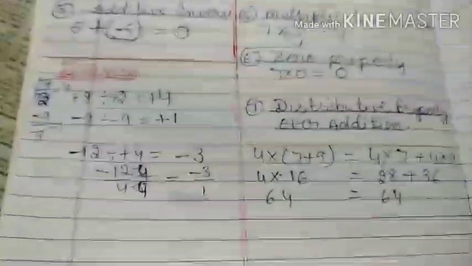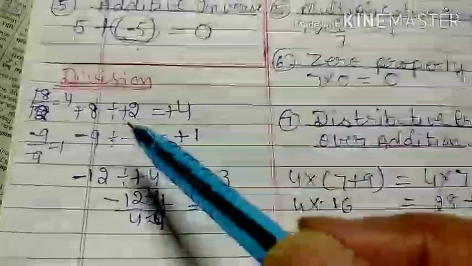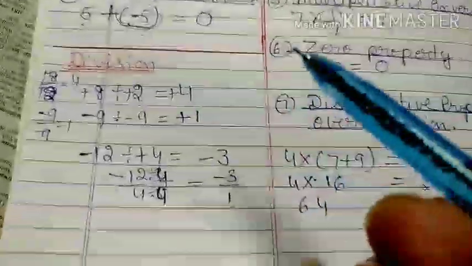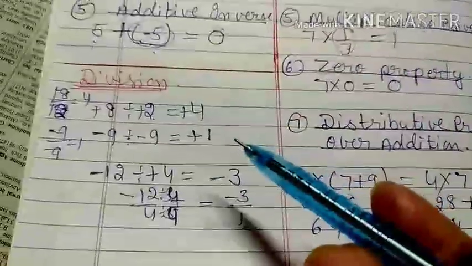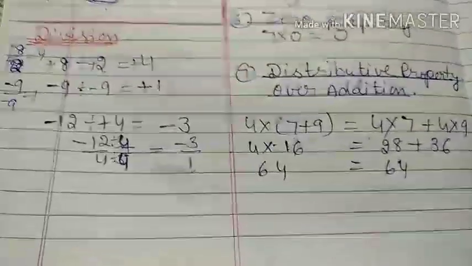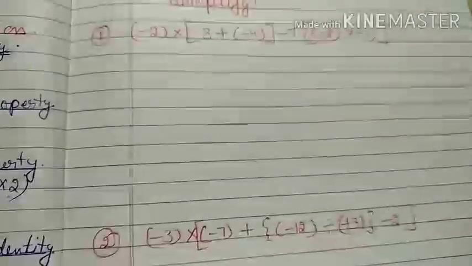Ultimately the condition is that if I am going to divide numerator with denominator, if the sign of numerator and denominator is the same, my answer will be positive as a result. But if my sign is opposite, my answer will be negative. So in this regard, I have a question like simplification.